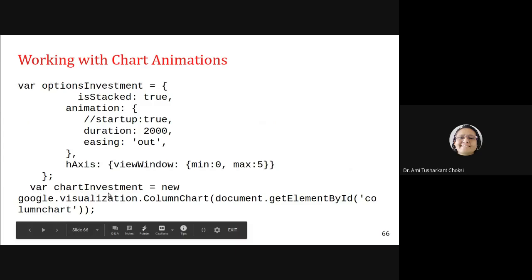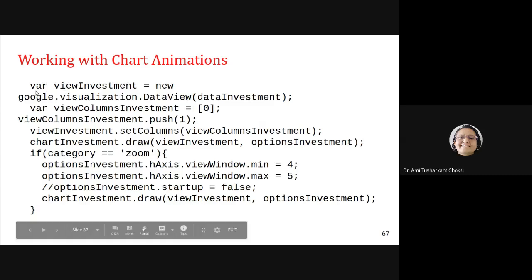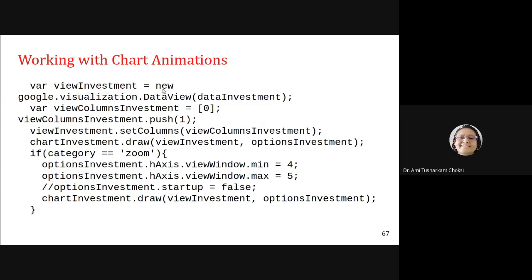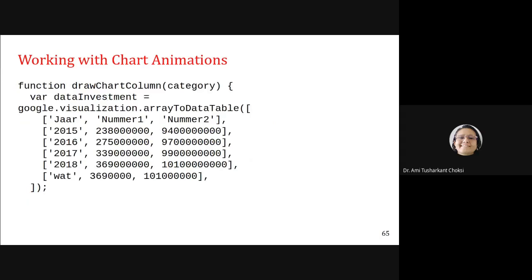Now, variable chartInvestment, that is equal to new google.visualization.ColumnChart, and here we are getting document.getElementById by id columnChart. Fine. So now what is that? Variable viewInvestment, that is equal to new google.visualization.DataView. And what we are specifying? dataInvestment. What is that? dataInvestment is the data which we specified, right?